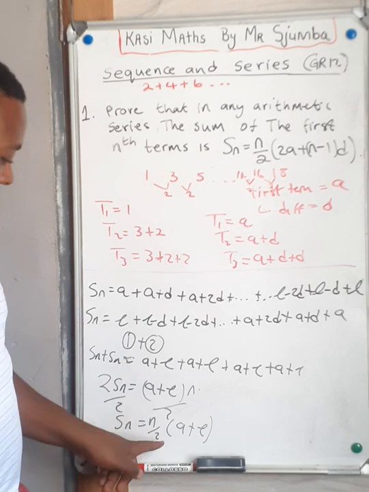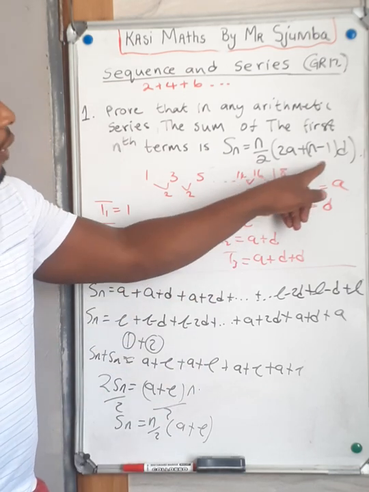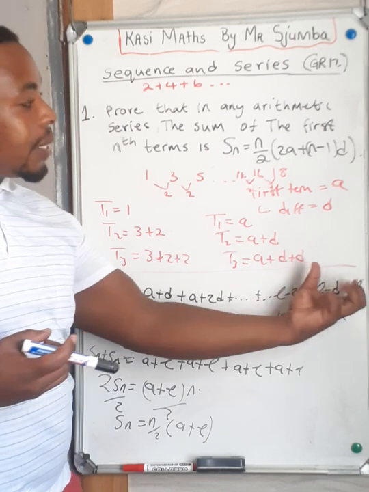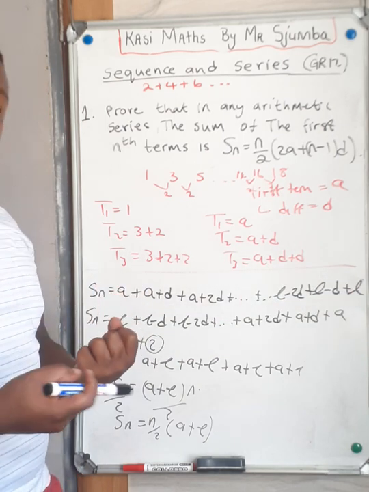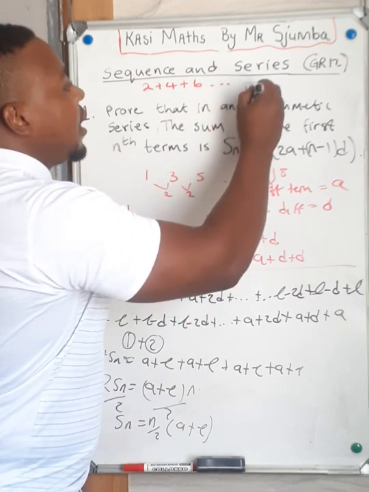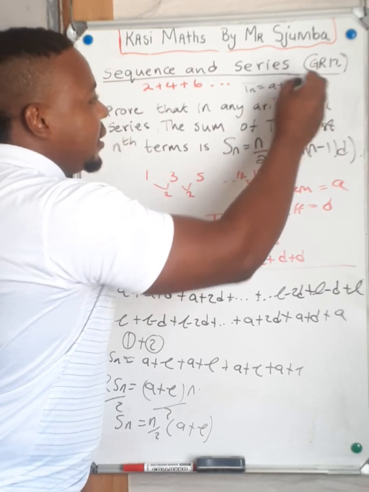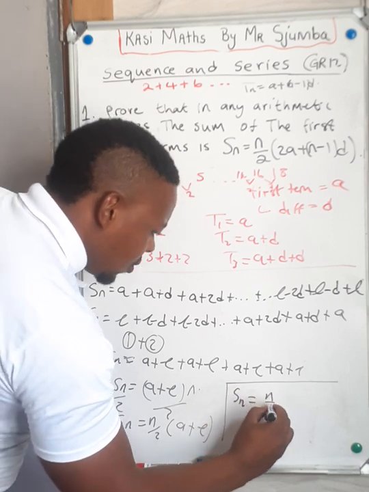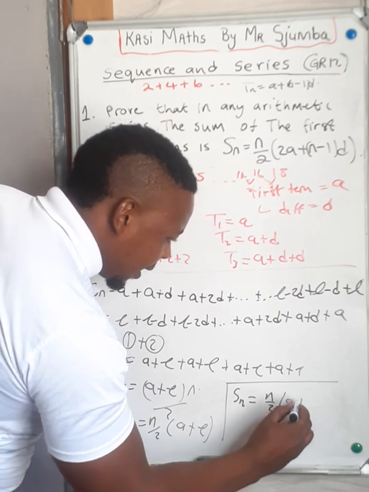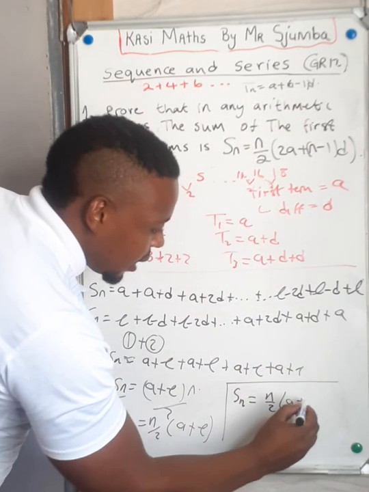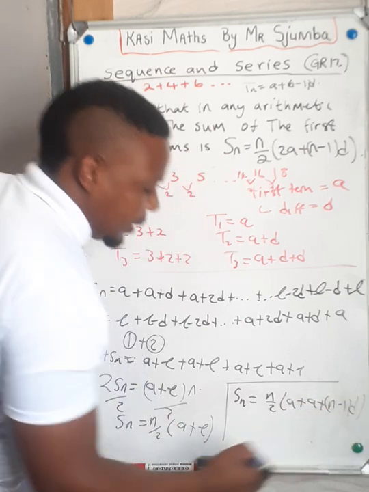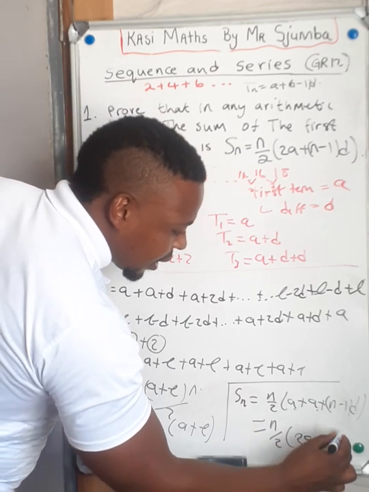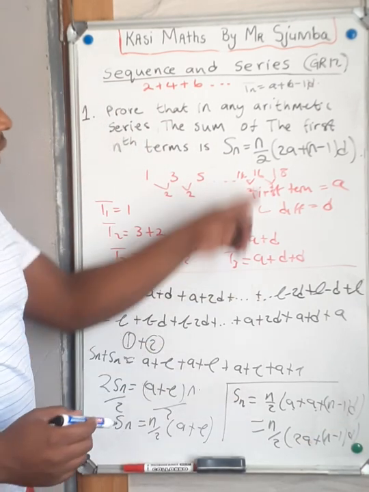But we see that it is not the same. This one has a plus L, while the other has 2a plus (n minus 1)d. L is the last term. L is part of the terms. So we can replace L with the arithmetic term formula: Tn equals a plus n minus 1 d. So we can replace L here. So Sn equals n over 2, and then we have a plus, replacing L, a plus n minus 1 d. Then simplifying again, we have n over 2, a plus L is 2a plus n minus 1 d. So you see how fun it is.